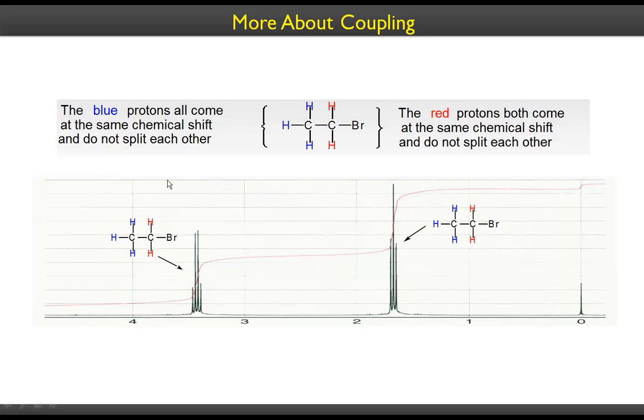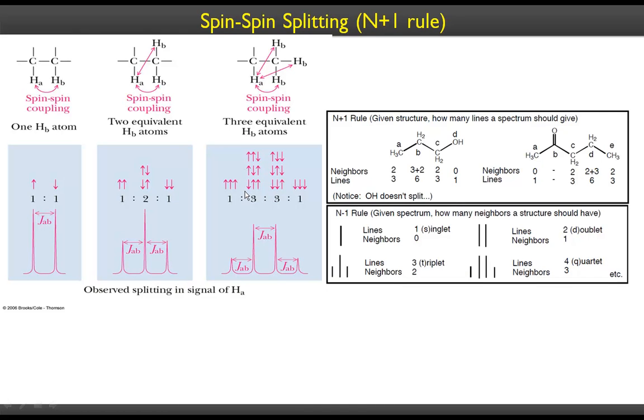Okay, so to understand the concept of spin-spin splitting, this spin-spin splitting and this N+1 rule is simple only when you have chemically equivalent neighbors. In other words, where the coupling constant is the same as one another. Otherwise you have a complex splitting pattern, which we will see in a minute. But again, let's look at this simple first order coupling here.